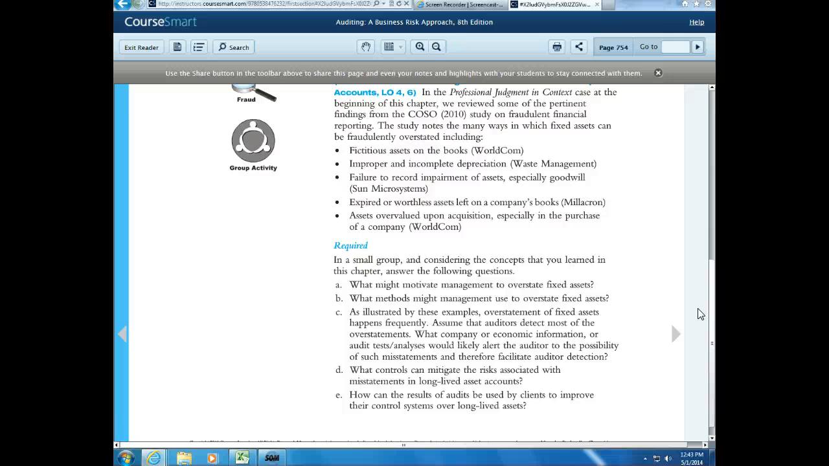Okay, so if we look at C, as illustrated by these examples, overstatement of fixed assets happens frequently. Assume the auditor detects most of the overstatements. What company or economic information or audit tests would likely alert the auditor to the possibility of such misstatements and therefore facilitate auditor detection? What can they do? What do you think they could do here? Various ratio analysis and analytical reviews, can't that help them? Compare year to year? Yeah.